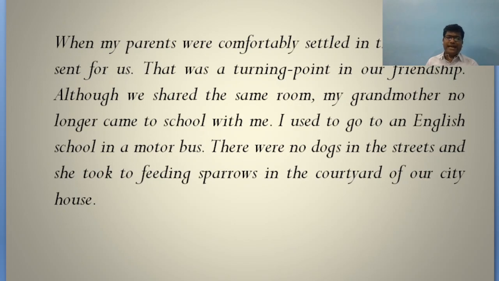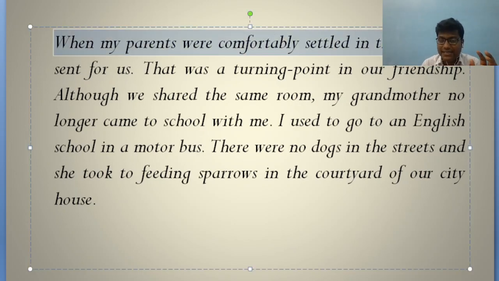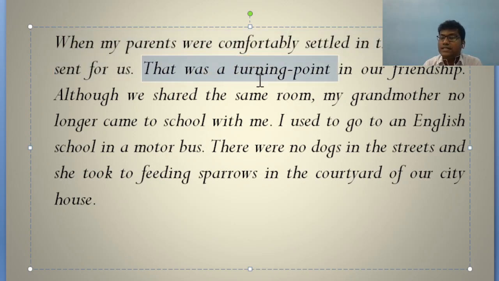Paragraph 5 talks about that when my parents were comfortably settled in the city, they sent for us. When they went to the city, they took some time to get themselves settled over there. And after they found themselves settled, they sent for us. Means, now you people can come to live with us. Fine. So that was a turning point in our friendship.